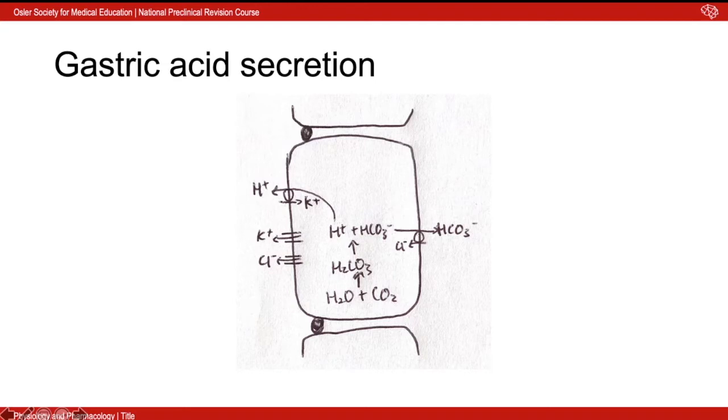And because you're using a potassium ion and pumping it into the cell, that potassium ion needs to leave somehow. So that's what this potassium channel is for. Then you have the bicarbonate, which is also produced, and that leaves via a basolateral bicarbonate chloride exchanger. And because you're bringing in chloride, that chloride also has to leave. So that's the other channel that's drawn here.